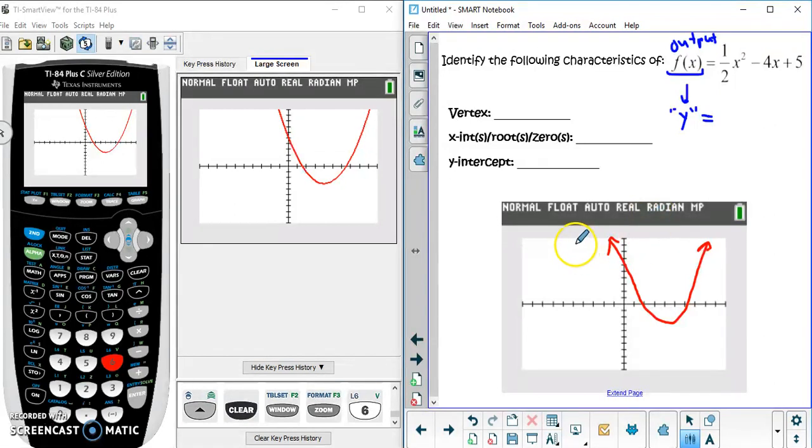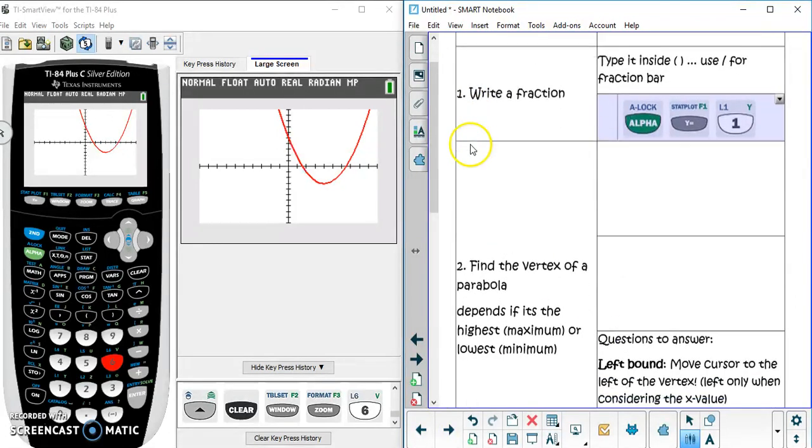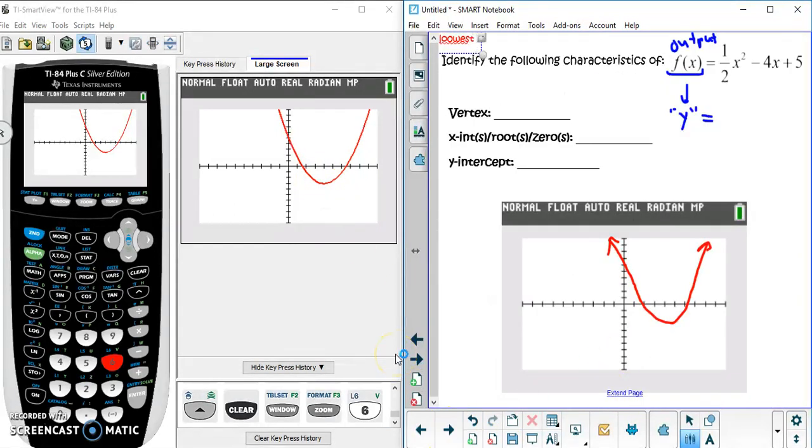So the first thing we want to be able to do with the parabola is find the vertex. Now in our notes, when we're finding a vertex of a parabola, we do know that the vertex could be the highest point or the lowest point. So like on our parabola, what we see is that it's the lowest point. So I'm just typing that in.